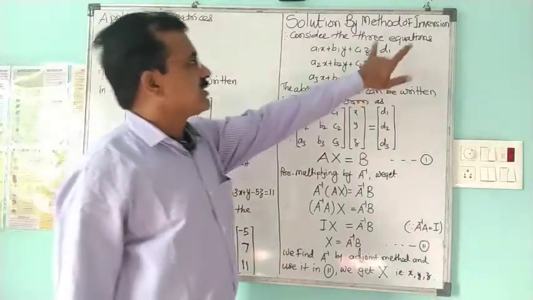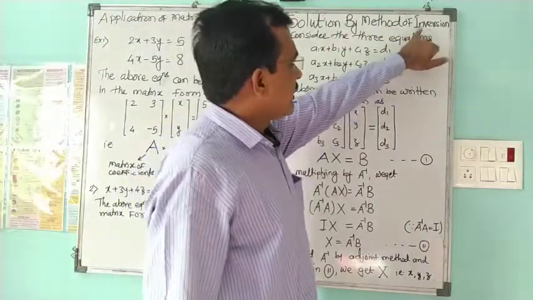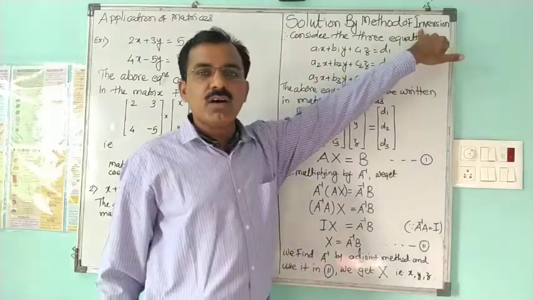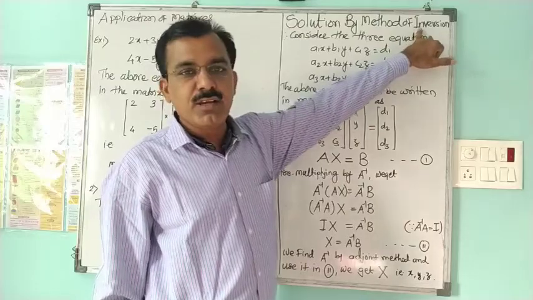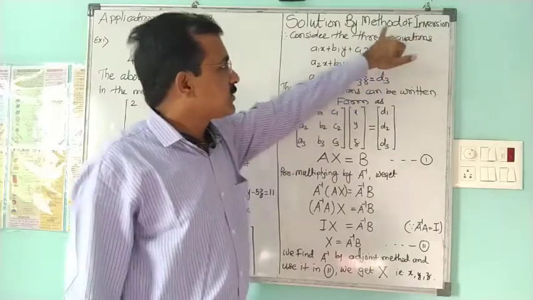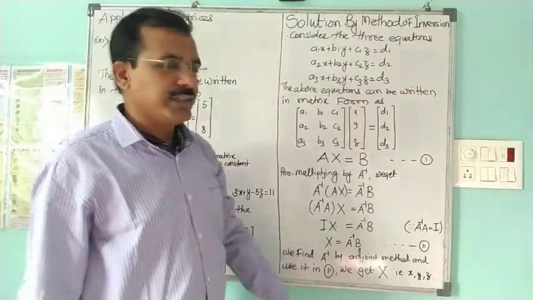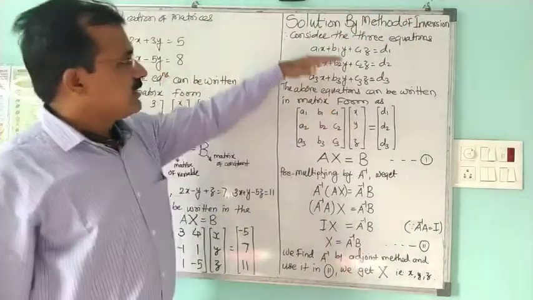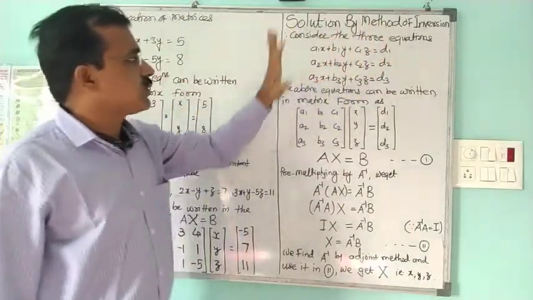The first method is called the method of inversion. Its name itself uses the word inverse. So in this method we require the inverse of the matrix. Where it is to be used and how to work in this method, this is the working rule for using the method of inversion to get the solution.